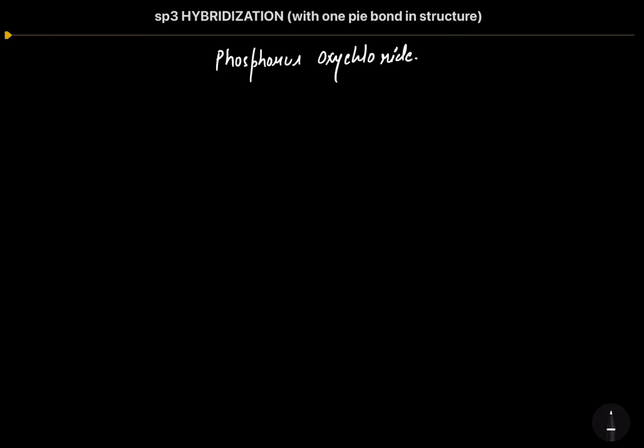What will be the molecular formula for the phosphorus oxychloride? It will be POCl3. Now let's make the Lewis structure of the POCl3 first before doing the hybridization. So I'm writing phosphorus over here, that's chlorine over here, chlorine, chlorine and the oxygen.